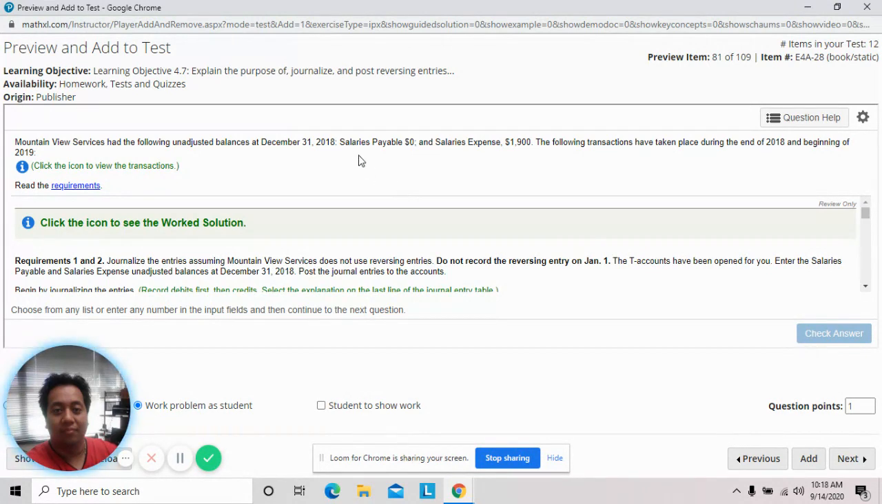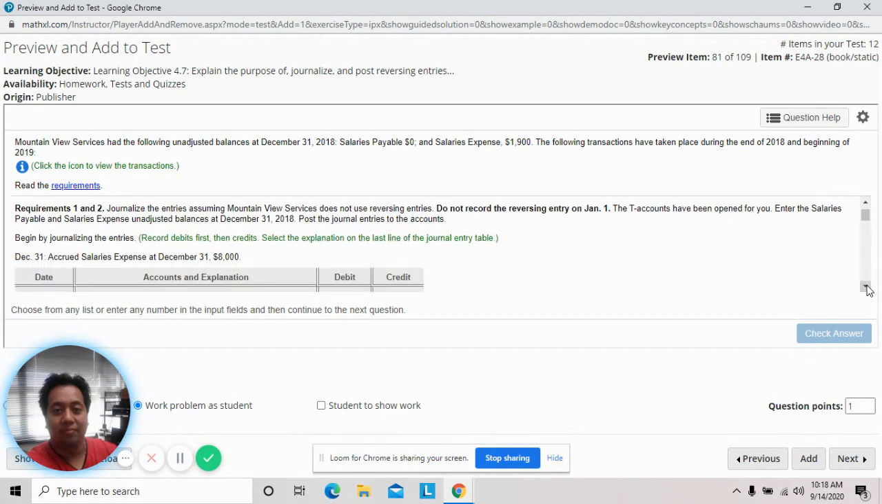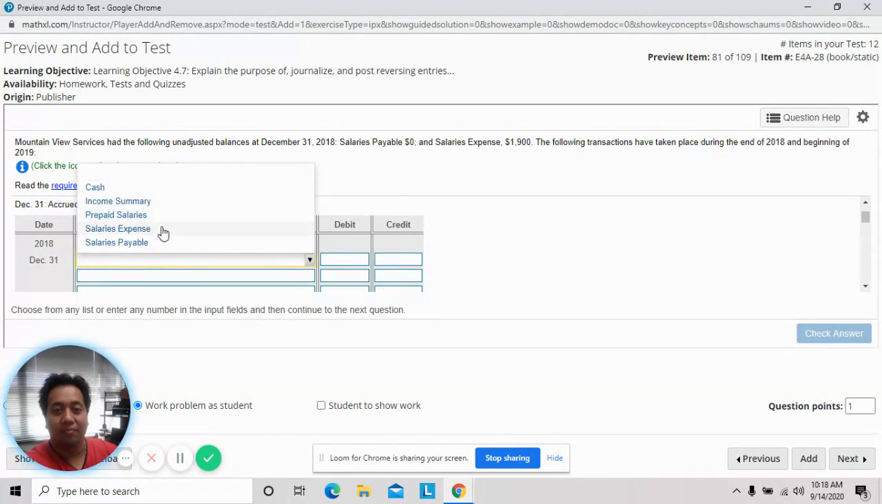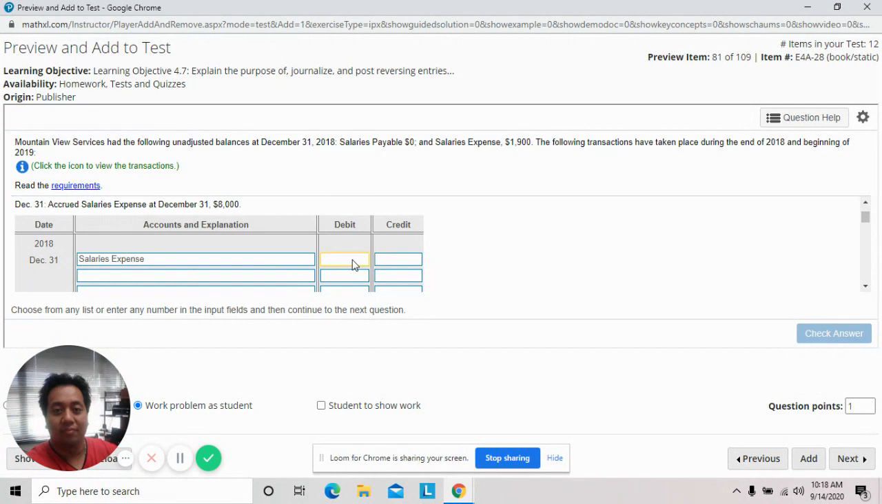So first, you have the balances for certain accounts here, salaries payable and salaries expense. So the first journal entry will cover accrued salaries expense at $8,000, December 31st. That'll be a debit in salaries expense of $8,000 and a credit for salaries payable.